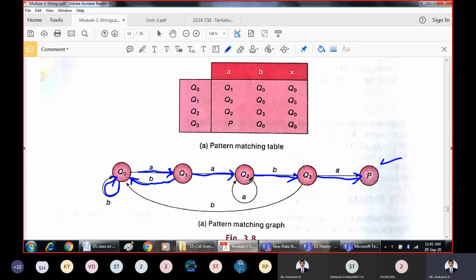From Q2, if you read A, where should you be? You should be in the same state, Q2, as I explained just now in that explanation part. From Q3, if you read B, where should you go? Go back to the beginning state. So we will just go back to the beginning state. That is called the pattern matching graph.